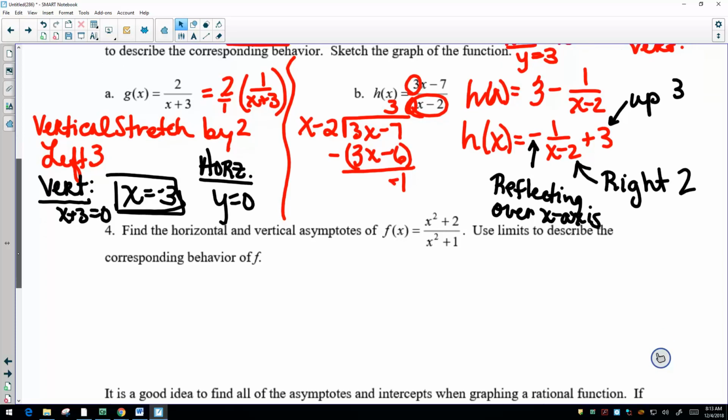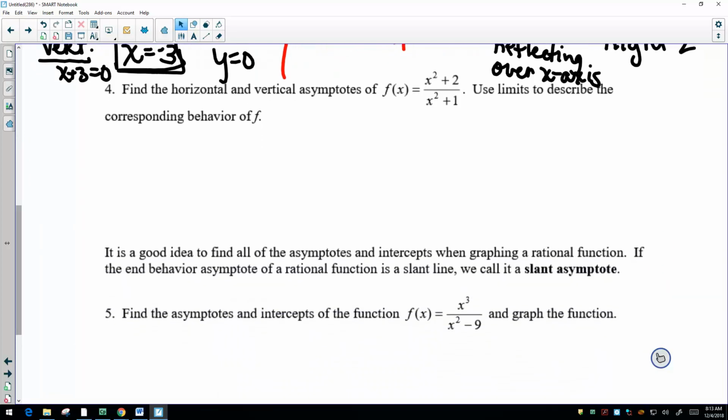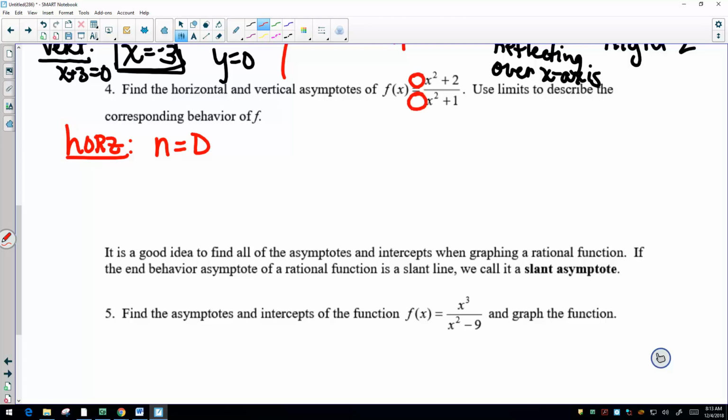Okay. Taking a look at another problem. So again, we're finding the horizontal and vertical asymptotes, and then we'll talk about this from a limit perspective. So if we start with the horizontal asymptote, similar to the last problem that we did, I can see the degree of the numerator is equal to the degree of the denominator, which means I will take the ratio of their coefficients. So I have a 1 on top, a 1 on the bottom, so that tells me I have a horizontal asymptote of 1.